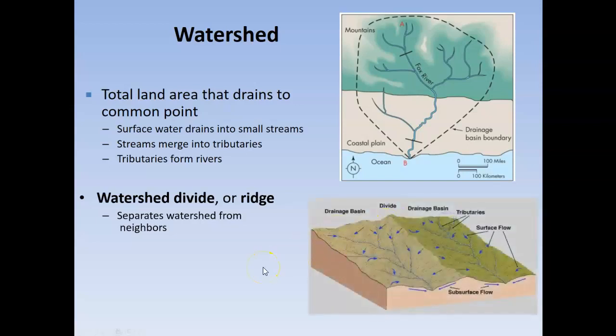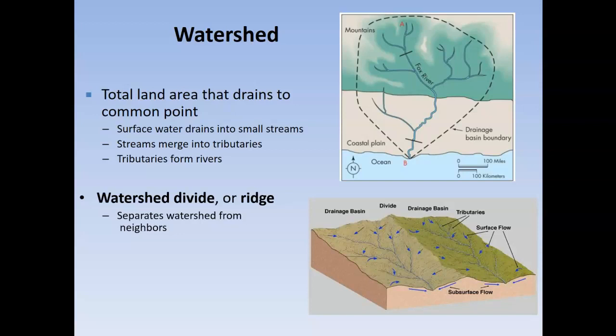Typically what separates one watershed or drainage basin from another is some type of high, like a divide. In this side view, you can see there's a ridge that runs down the middle that separates two drainage basins, one to the right, one to the left. Rain that falls to the right goes to the right. Rain that falls on the left goes to the left.